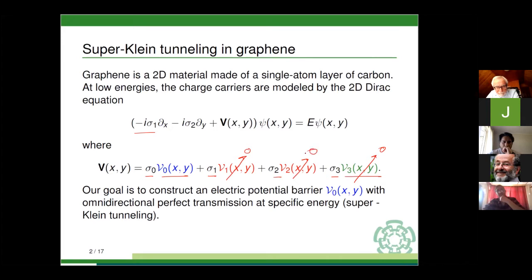So what I want is to find an electric potential term such that we create a potential barrier, and this potential barrier should be transparent at a specific energy when you reach this potential in any direction. Remember that we have a two-dimensional problem, so we are going to play in the plane, and we can hit this barrier in any direction. So we want to have a transparent potential barrier.